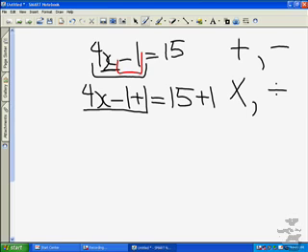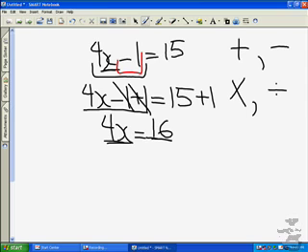We know what 0 pairs are, so we know that this -1 and this +1 cancel each other out. So we're left with 4x on that side. And we know that 15 plus 1 is 16, so we're left with 16 on that side. So what we have now is 4 times x, and 16.